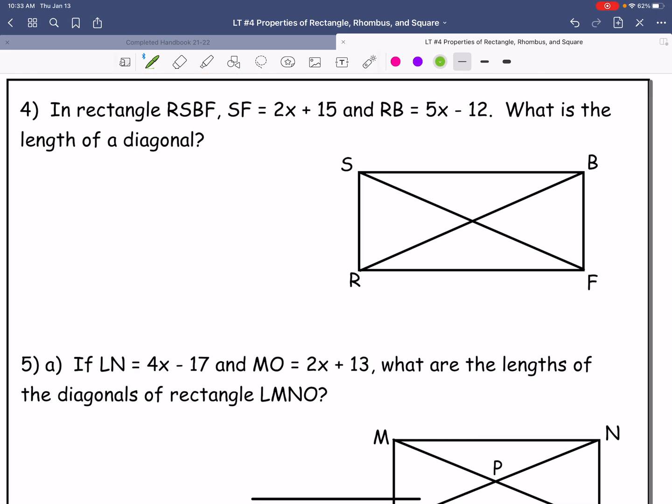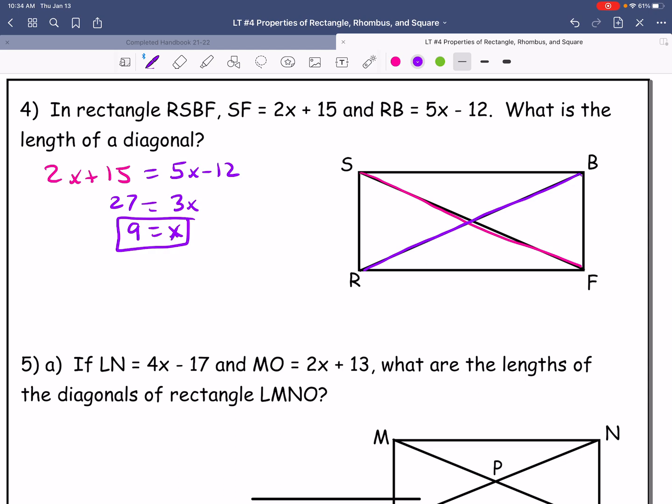Let's look at 4. Pause the movie, try this on your own, press play when you are finished. So we're given SF, which is a diagonal, and that's 2x plus 15. And that is going to be equal to the other diagonal, which is RB, 5x minus 12. And we're going to solve this. And we add 12, divide by 3, we get 9. So when x is 9, my diagonals will be congruent.